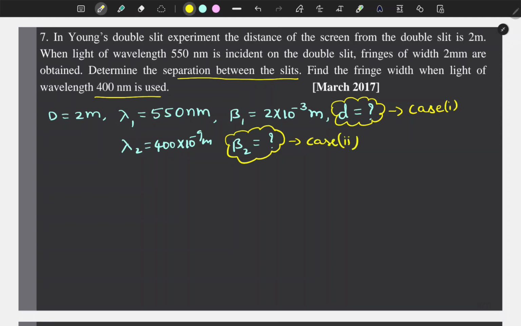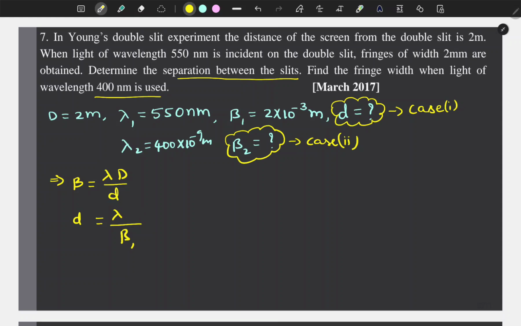First, let us find the small d value. Since we know the fringe width formula, beta is equal to lambda capital D by small d. So we need to find out small d, or d is equal to lambda D by beta.